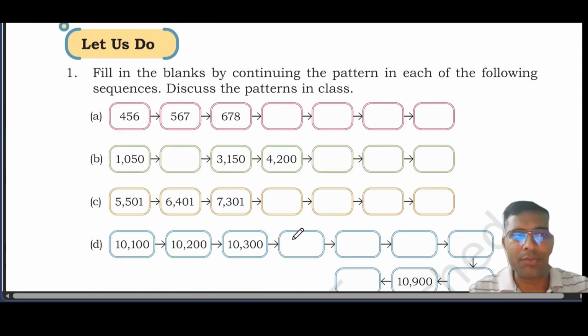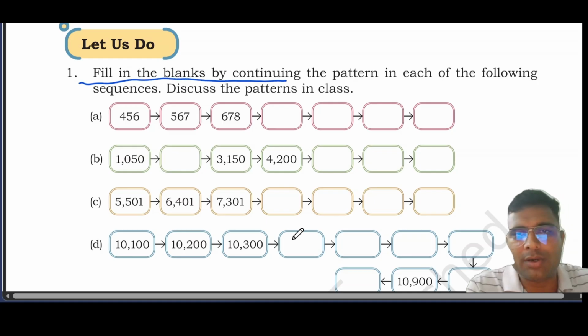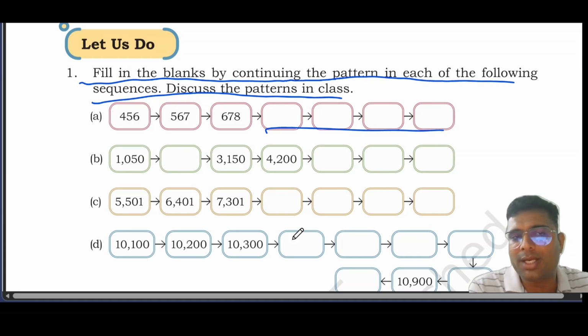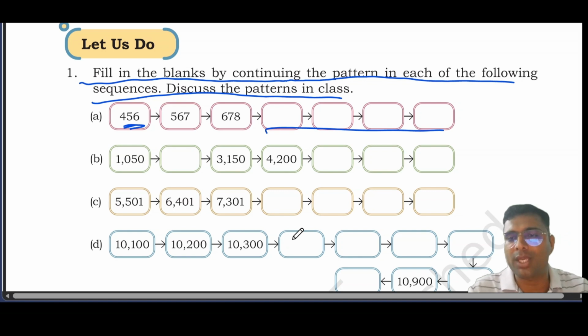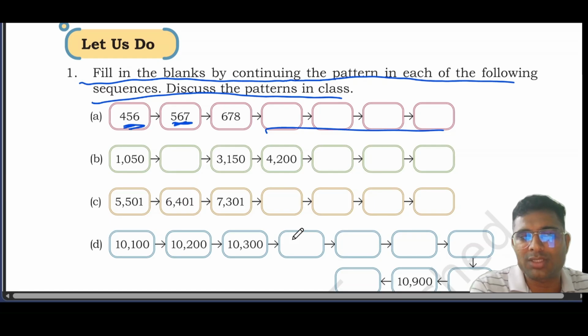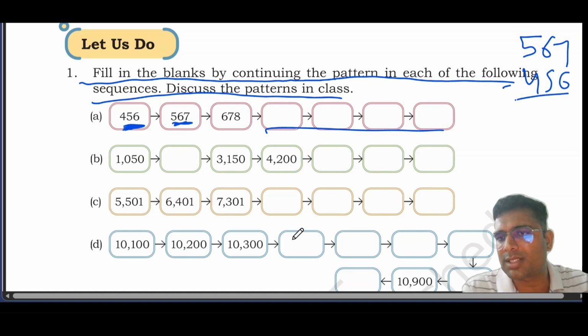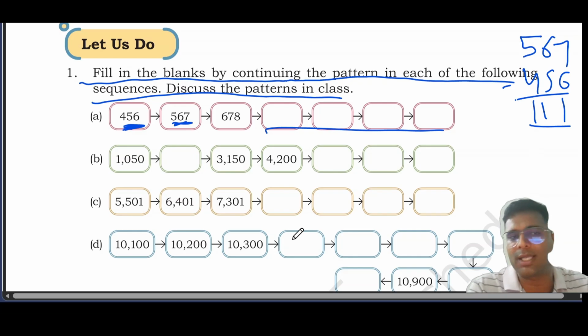let us see what we have to do here, children. Fill in the blanks by continuing the pattern in each of the following sequences. Discuss the pattern in class. So here we have to find what the pattern is. To find the pattern, children, we will subtract the smaller number from the bigger number which is next to it or before it. So like here the bigger number is next to the previous number, so 567 minus 456, children, when you subtract this you will get 111.